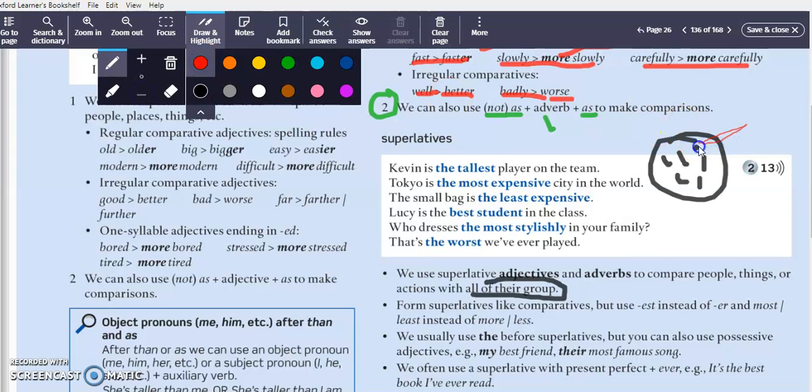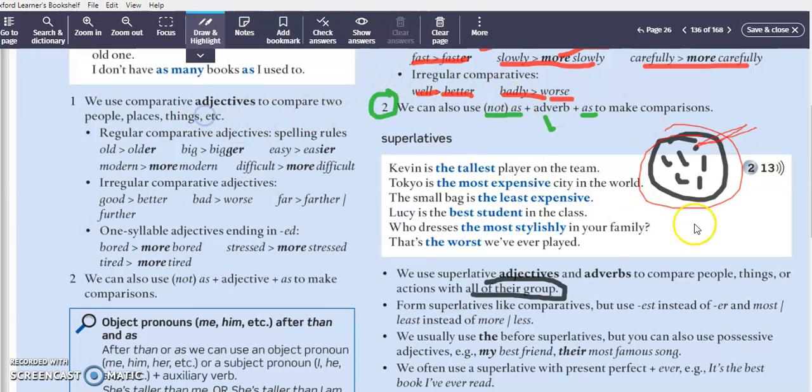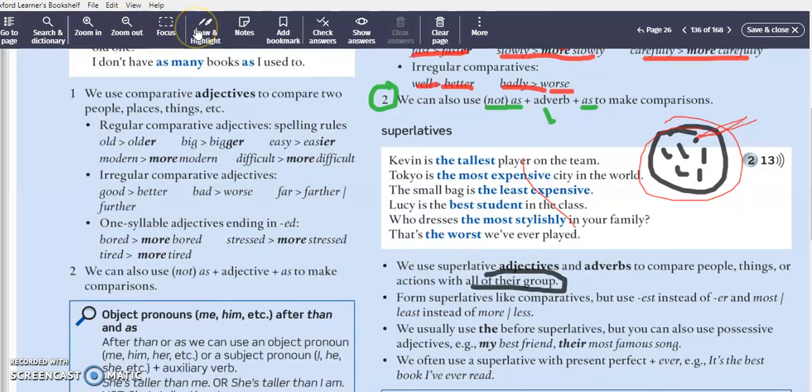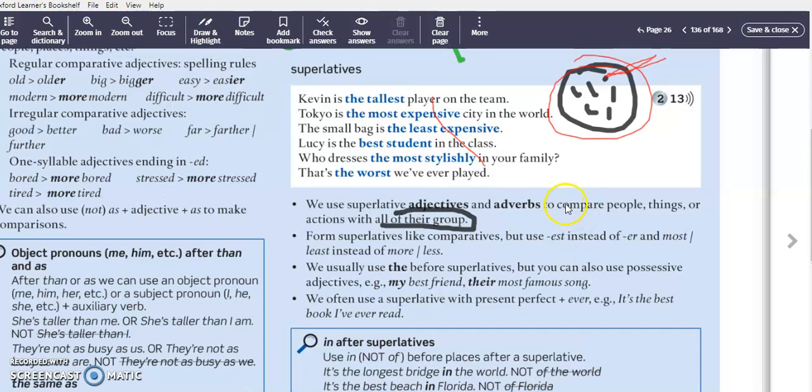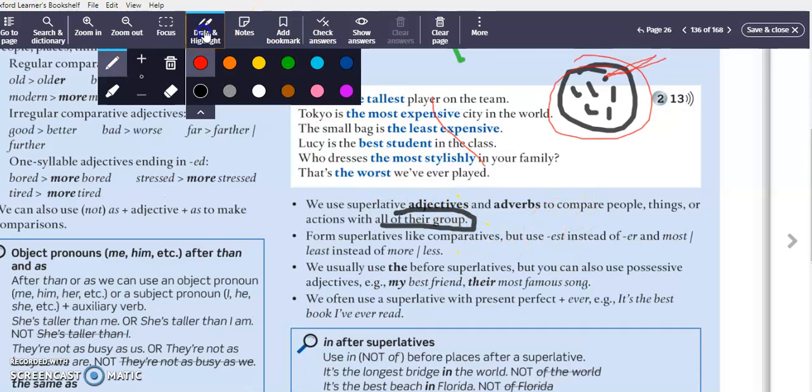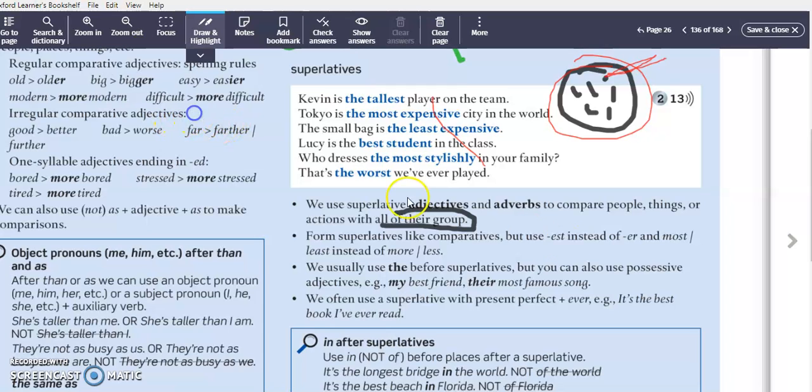And this is the smallest, okay, of all this group. En los superlativos es de un equipo, de un grupo. De un grupo, es decir, por ejemplo, de todo el mundo, de todo el salón, de todo México. ¿Ok? ¿Cómo formamos el superlativo? Well, the superlative, we form it: we use -est instead of -er, and we use most and least instead of more and less.